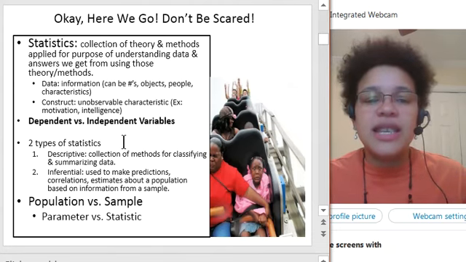And then there's dependent and independent variables, often tricky for the novice researcher or novice scholar. The dependent variable is the outcome, okay? And the independent variable is what goes into that outcome, or the predictor, okay?